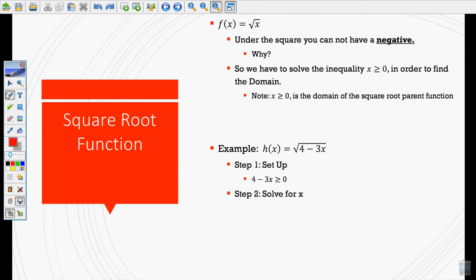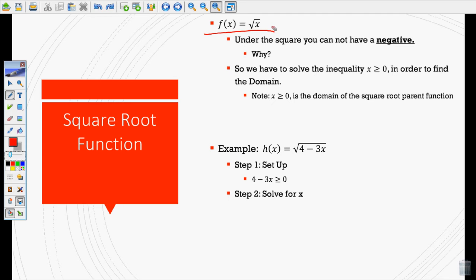So we're going to start with the square root function. Write this down. Square root function. What does the square root function look like? F of x equals the square root of x. That is your square root function, correct? That's our parent function, right?